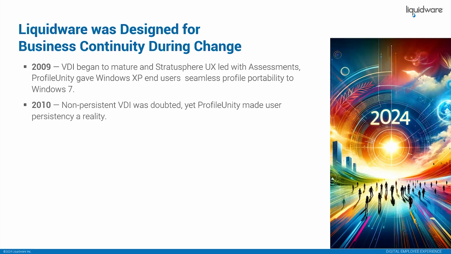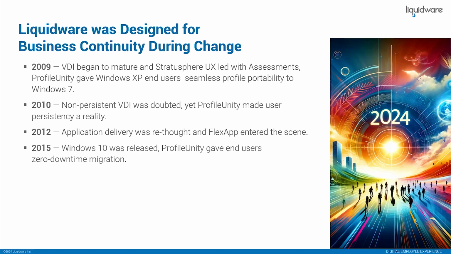When you could deliver a virtual desktop in a non-persistent way, ProfileUnity gave the ability to make persistency a reality. And we've seen solutions imitate that to make a profile stick, but we still go beyond that to unify the full parts of the profile and make that portable. Application delivery was rethought in 2012, and we started to see new ways to deliver apps. We're going to touch on FlexApp today, how it delivers those apps separate from the base image just in time, so they can follow you during a migration.